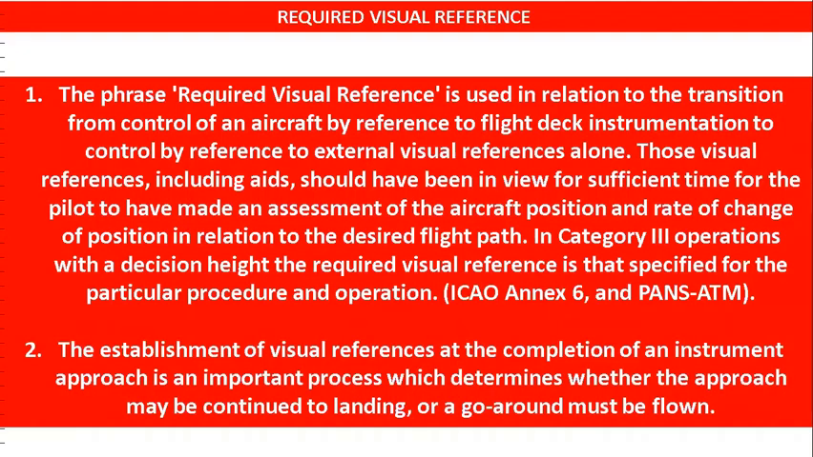The phrase required visual reference simply means that I have some reference with the visual aids. It can be approach lights, runway lights, threshold lights, touchdown aiming point lights. All this will help me decide that I am making a correct approach. If it is not there, the second point says that if the required visual reference is not established, I will simply carry out a missed approach procedure.